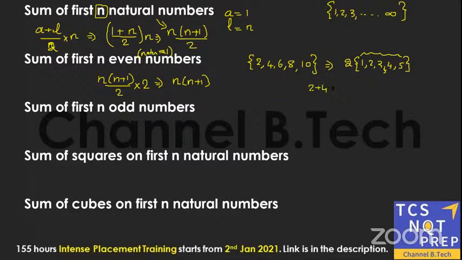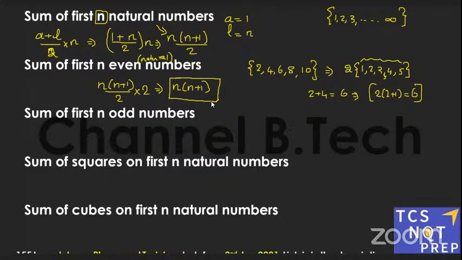So 2 plus 4 is what? 6, right? So 2 into 2 plus 1 is 6. Two terms are there, which means it satisfies, right? n into n plus 1 is enough to find the sum of the first n natural even numbers. Okay, so that is for the sum of the first n natural even numbers. Okay, very good, Adya.